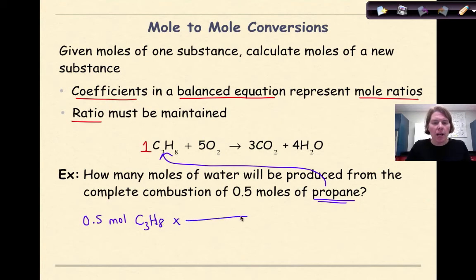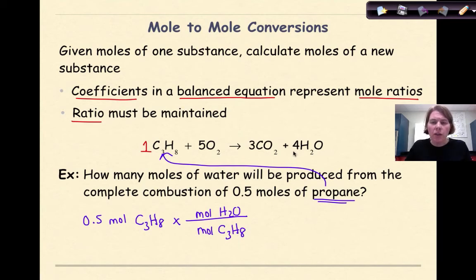Multiplication sign and a line. Now whatever unit I start with, I'm going to put on the bottom of my ratio. Moles of C3H8. And what do I want here? I want moles of water. Moles of H2O.